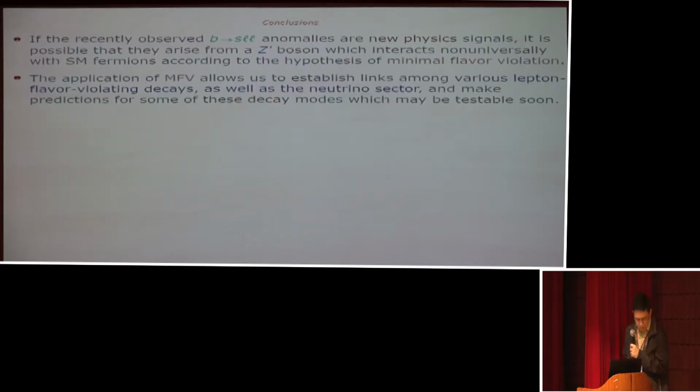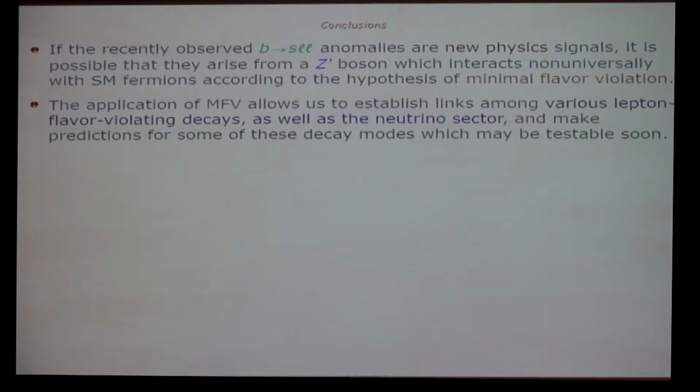So that's the end of my last slide. If the recently observed B-decay anomalies are new physics signals, then it is possible that they arise from a Z prime boson which interacts non-universally with standard model fermions, according to the hypothesis of minimal flavor violation. The application of MFV allows us to establish links among various lepton flavor violating decays as well as the neutrino sector, and we are also able to make predictions for some of these decay modes. Some of these predictions can hopefully be tested in the near future. So that's the end. Thank you.